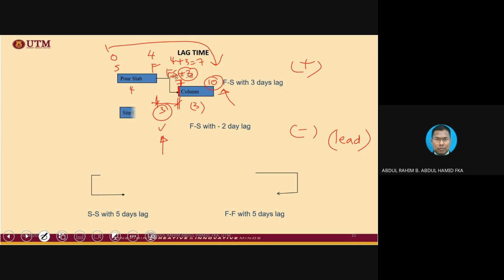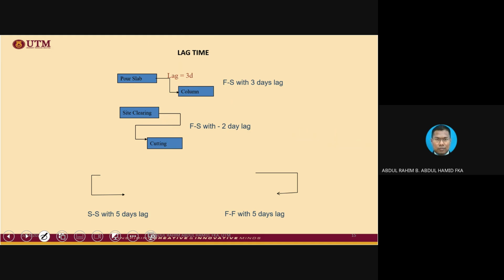Okay, how about lead? This is an example of lead. Lead, meaning to say, overlap between two activities. If you want to remember the term, negative lag means overlap, where let's say we have -2. What does -2 refer to? Remember, when we draw the diagram, we are going to draw the diagram from left to right on a piece of paper.